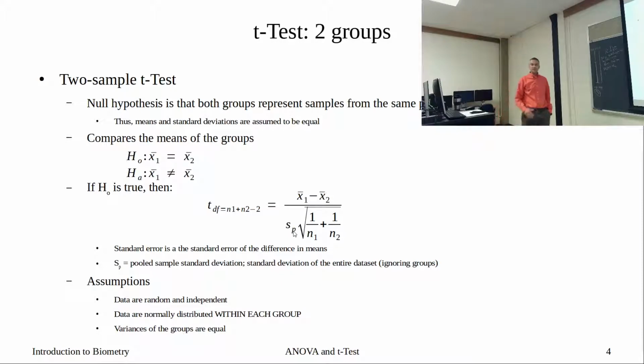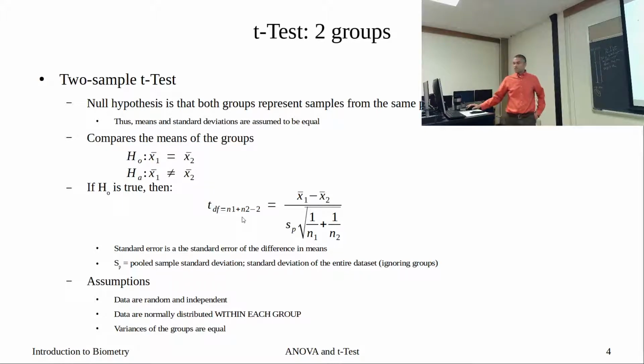SP is our pooled sample standard deviation. It's basically the standard deviation of our entire data set. We ignore the groups, and then we scale it by our sample size. But this is kind of representing a weighted average because we account for the fact that our samples may have different sizes. Do we have to worry about knowing this? No, we don't, because R will do it for us.